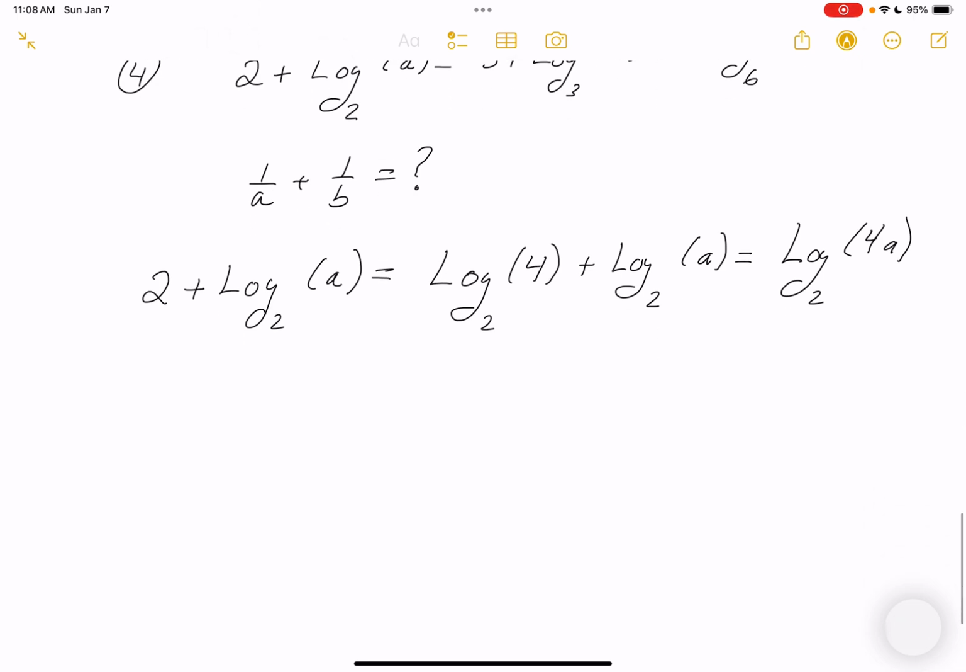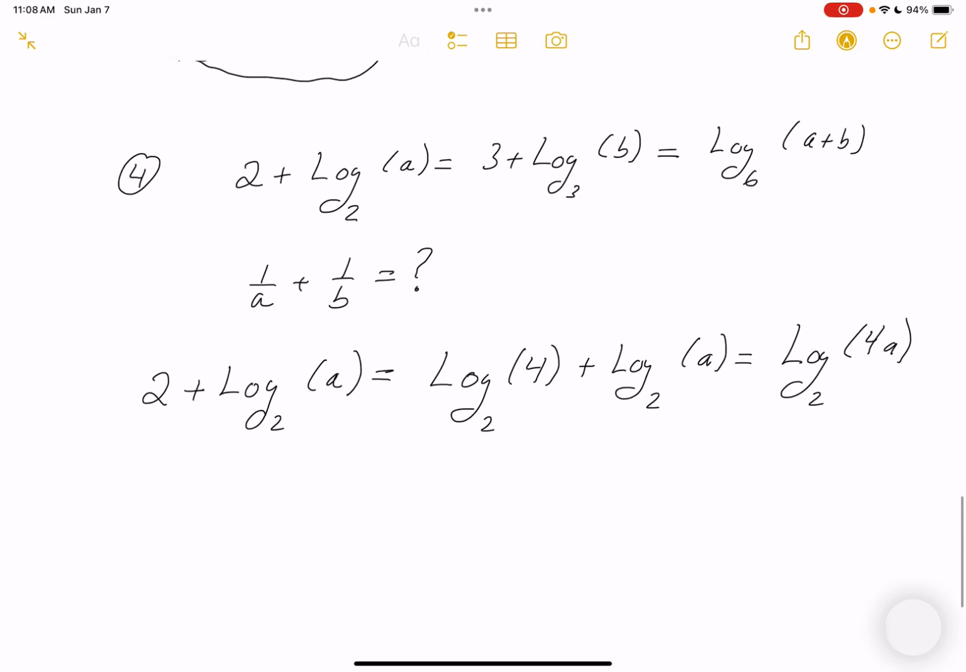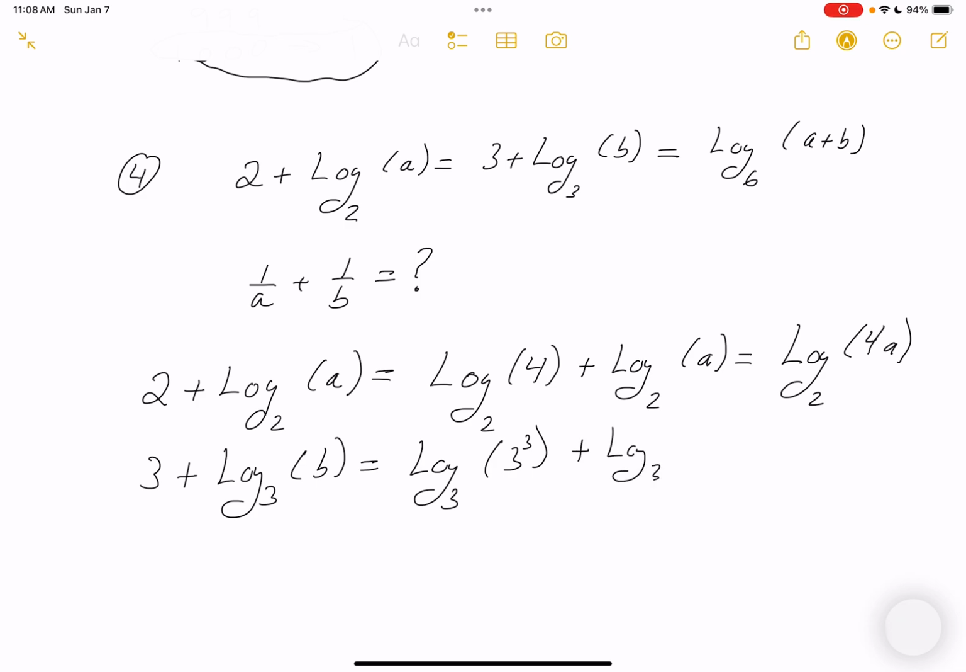I'm going to say that this thing is just equal to some number, and I'll write that down later. Let's go to the next one. So 3 plus log base 3 of b is going to be log base 3 of 3 cubed, which gives you 3, plus log base 3 of b. And what does that equal? Rules of logs: log base 3 of, 3 cubed is 27, so 27b.